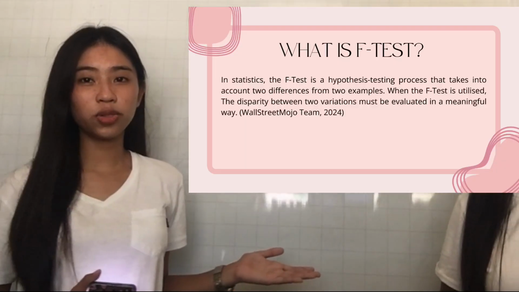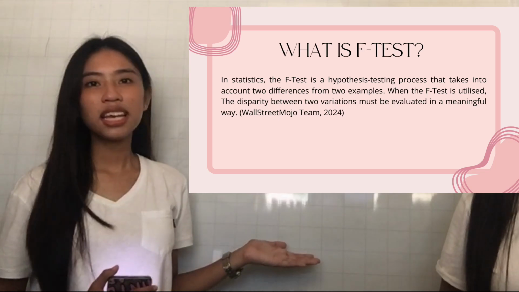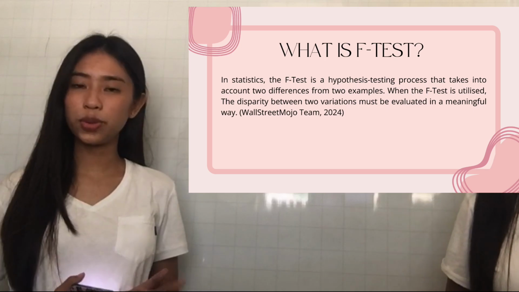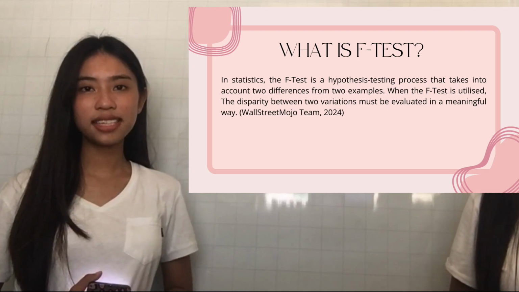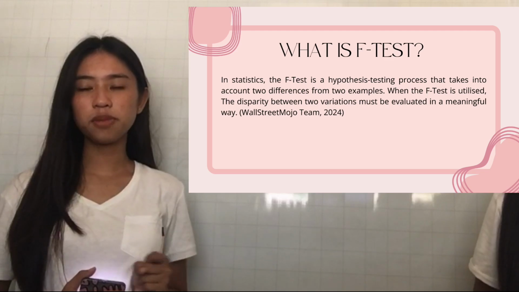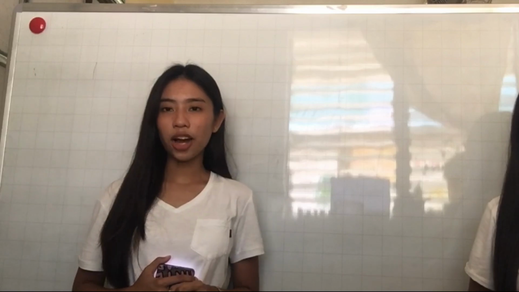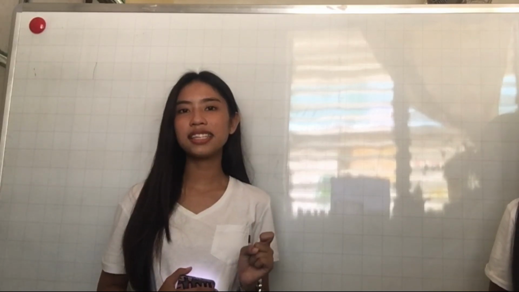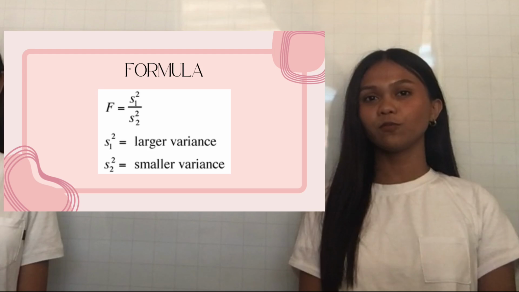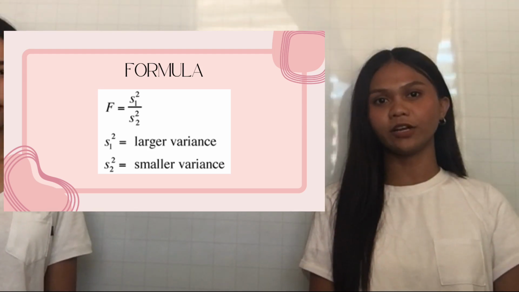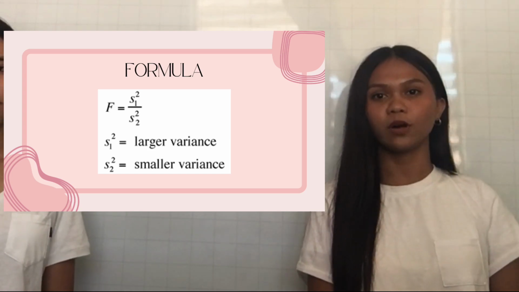According to Wall Street Mojo Team 2024, F-test is a hypothesis testing process that takes into account two variances from two samples. When the F-test is utilized, the disparity between two variations must be evaluated in a meaningful way. That is, when figuring out whether two samples can be regarded as indicative of the same variance in the population. The formula for F-test: F is equal to S sub 1 squared over S sub 2 squared, wherein S sub 1 squared is the larger variance, while S sub 2 squared is the smaller variance.